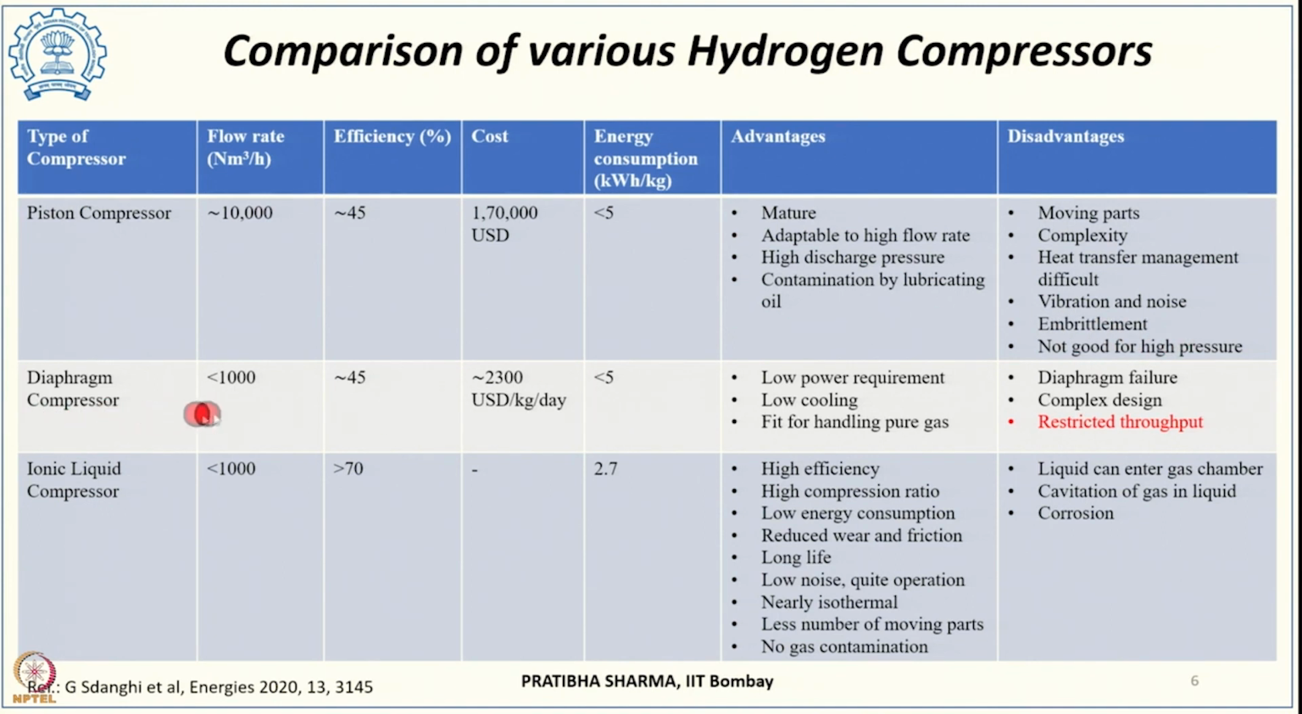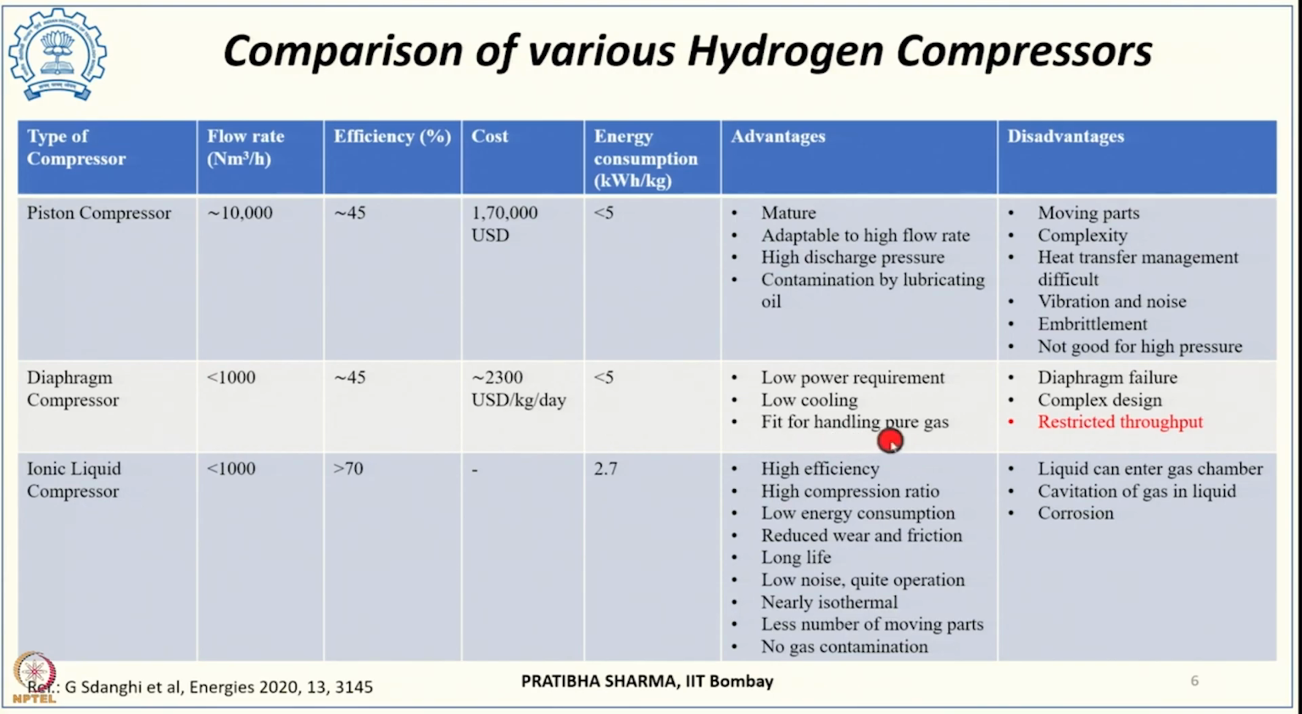For diaphragm compressors, we can achieve flow rates which are comparatively lower than the piston compressors, less than 1000 normal m³ per hour, with an efficiency of 45%. The cost is 2300 USD per kg per day. Energy consumption is of the same order as the piston compressor. They have lower power requirement and lower cooling requirement, which we have seen in more detail in the previous classes.